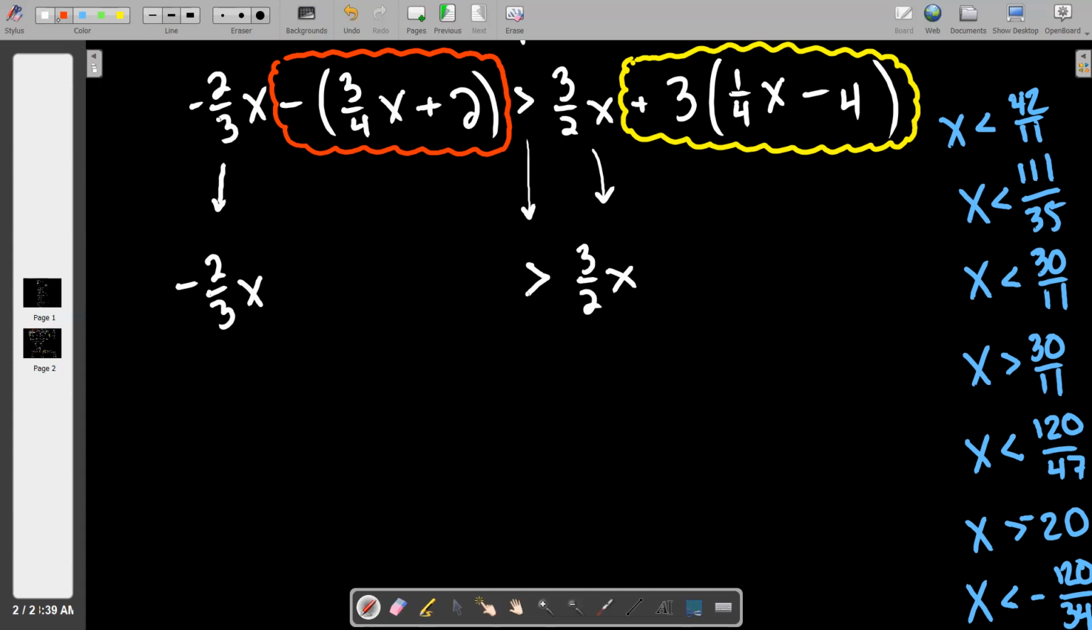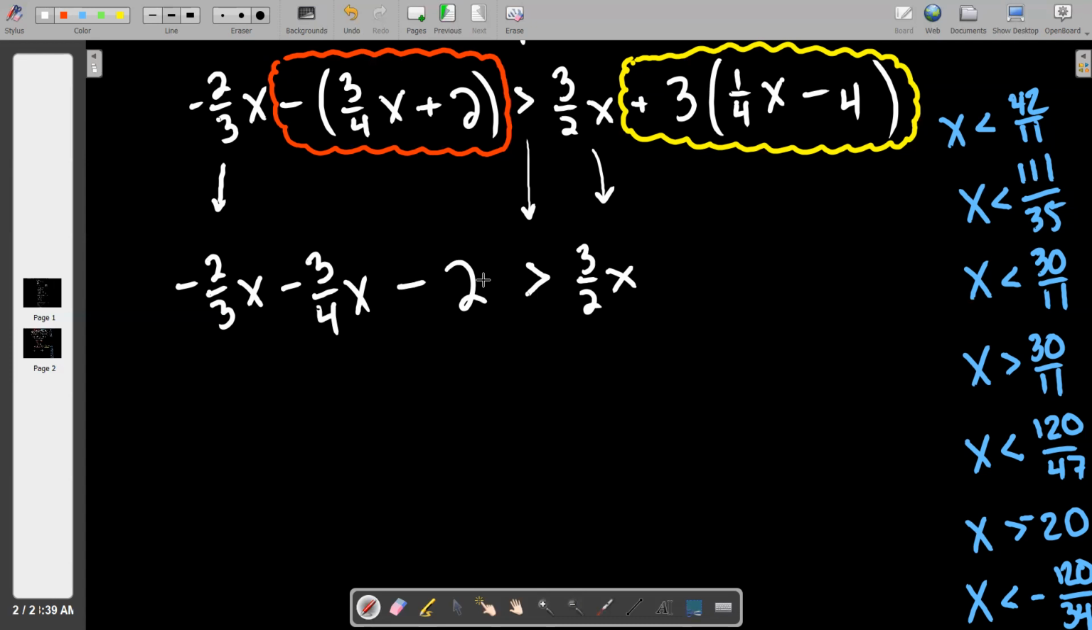So on the red side there, inside the red box, first off, I hope you're all clear that there are non-negotiables. There are things that we just copy down. And then inside the red box, that's our favorite kind of distribution, assuming we don't do anything stupid, because all I got to do is change the signs. So like I bring 3/4 of X down, but I bring it down now as a negative 3/4 of X. And then I bring that plus 2 down, but I bring it down as a minus 2.